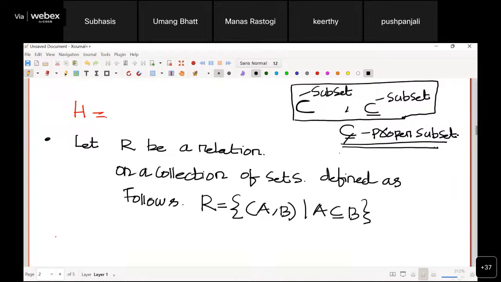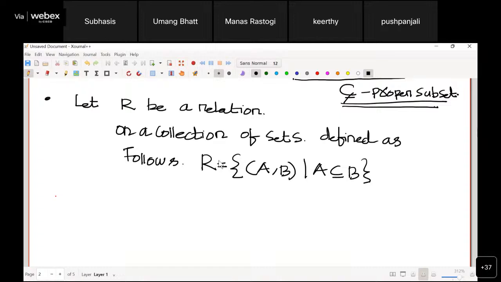So now, as you can see, this relation is certainly reflexive, right? Is it clear why this relation is reflexive? Yes, sir. Because A is always a subset of A, right? So that's why this relation is reflexive.